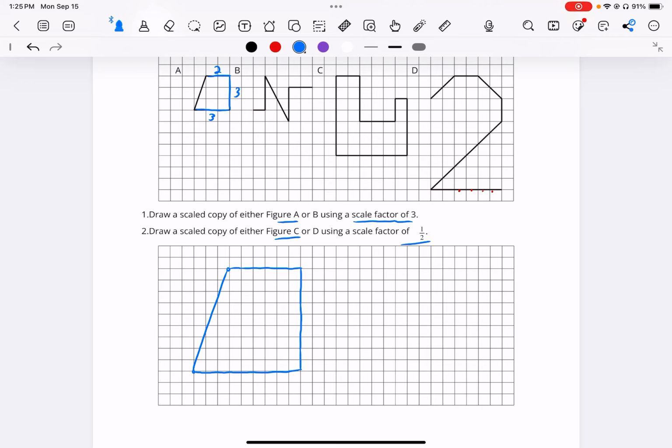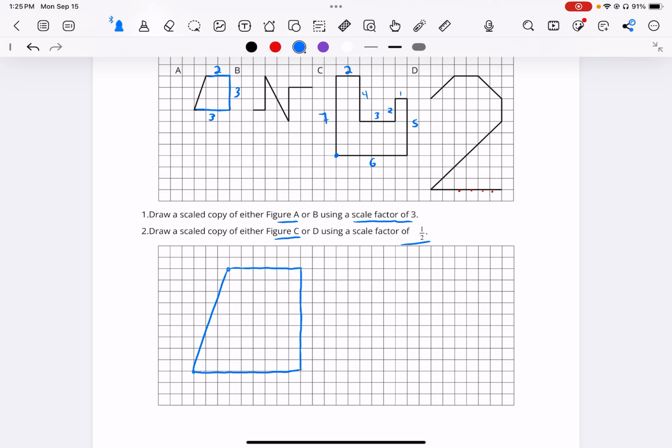Now to create a scaled copy of C using 1/2, same thing. I have to count the distances. So this is 7. Then we have 2 here. And it goes down 4, over 3, up 2, over 1. So there's a lot more dimensions, but you're still just counting the grids, and everything's vertical and horizontal right on the grid, makes it easy to count. This is 5. And then we have 6 across.